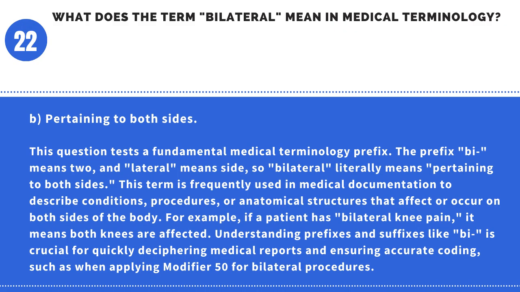Pertaining to both sides. This question tests a fundamental medical terminology prefix. The prefix bi- means two and lateral means side, so bilateral literally means pertaining to both sides. This term is frequently used in medical documentation to describe conditions, procedures, or anatomical structures that affect or occur on both sides of the body. For example, if a patient has bilateral knee pain, it means both knees are affected. Understanding prefixes and suffixes like bi- is crucial for quickly deciphering medical reports and ensuring accurate coding, such as when applying modifier 50 for bilateral procedures.